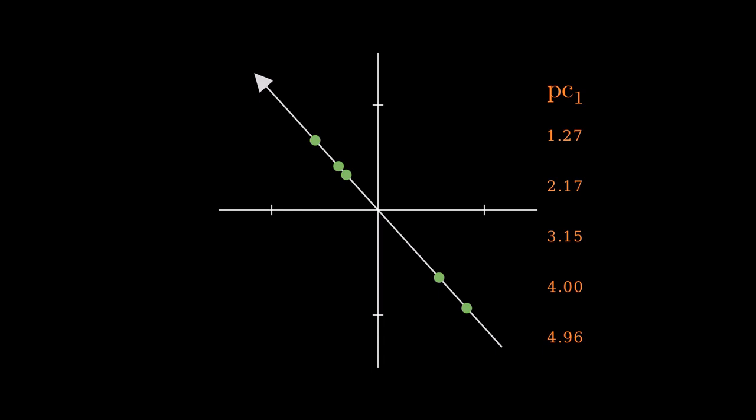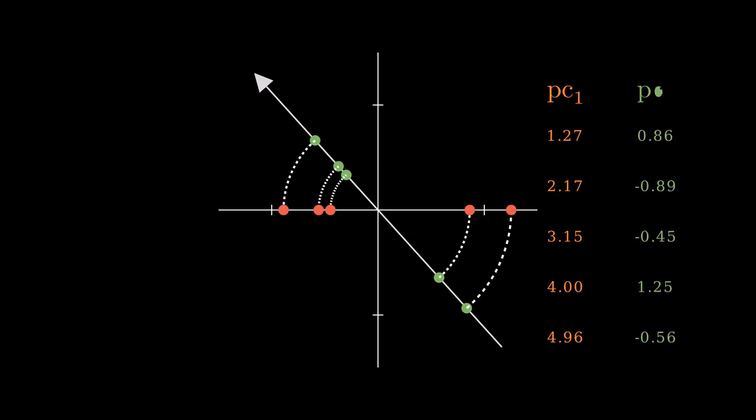Because our data is already on the vector of greatest stretch, we are ready to record the distances of each point from the origin. Again, rotate the data onto the x-axis to find each point's distance from the origin. These distances form the second principal component of our data.